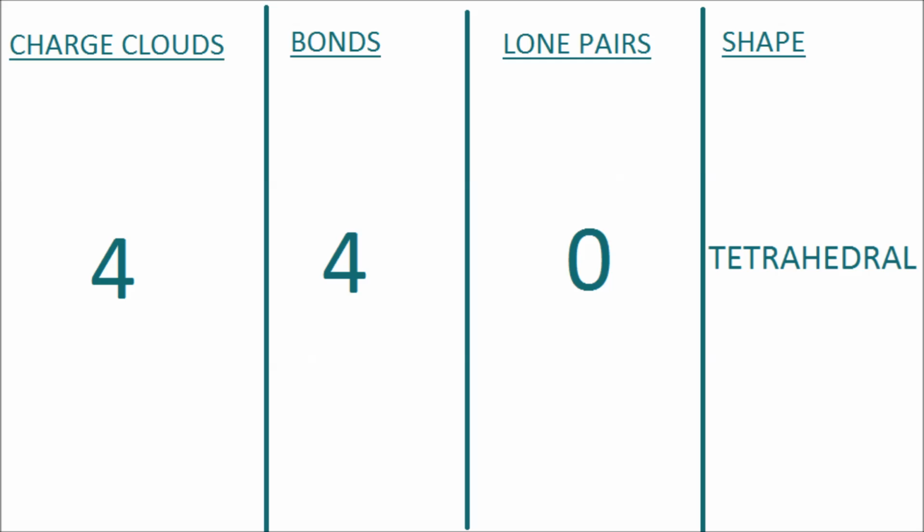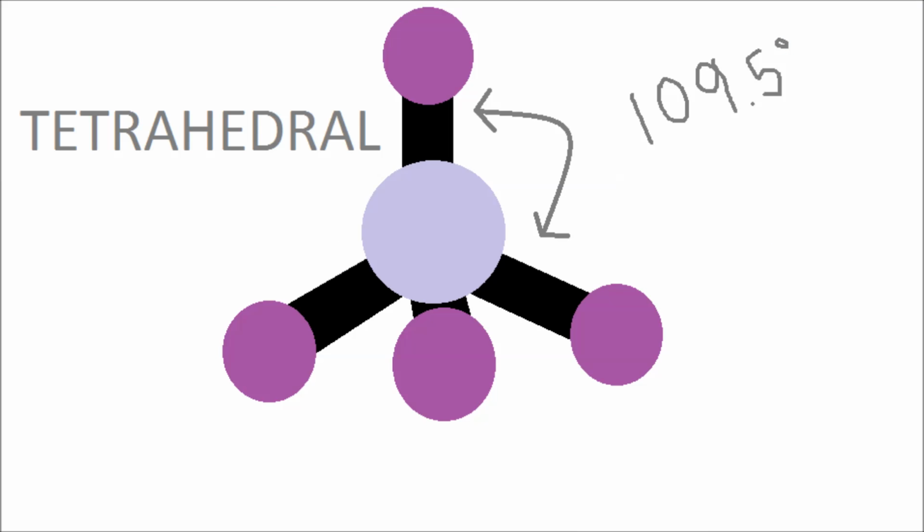The fourth shape, tetrahedral, consists of four charge clouds, four bonds, and no lone pairs of electrons around the central atom. Compounds with tetrahedral geometry experience 109.5 degree angled bonds.